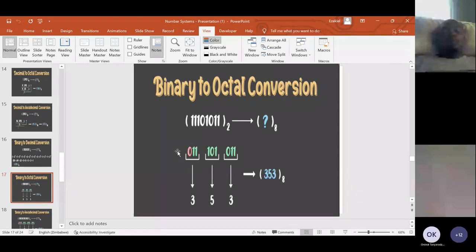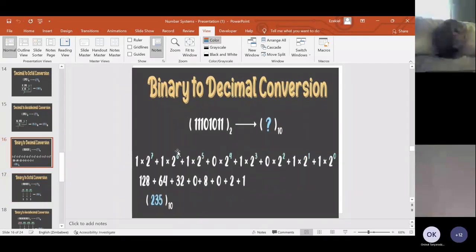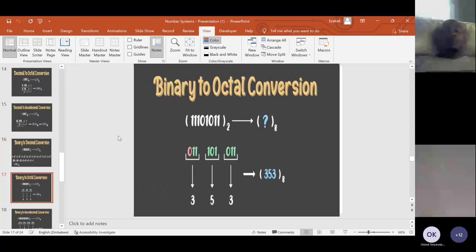After grouping them into a set of three numbers, you have to take each and every set of three numbers and then convert each and every set to its equivalent decimal number, just like the method that you were being taught here for binary to decimal conversion. You have to convert each and every set to base 10. Then after that, you take each and every value from that set and you put them together just as they are. That will be your number in base 8. I don't know if you get it.